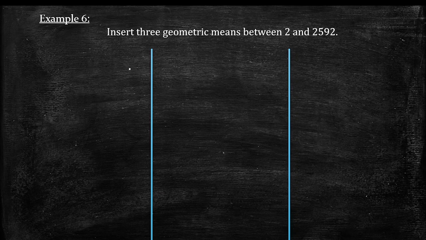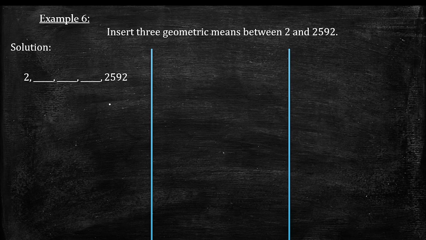Kasi later on baka dyan sa pinasagutan ko sa inyo, merong ganitong case. If ever wala, then mag-thankful kayo. Pero mas better na mayroon kayong idea kung paano ang pag-solve. Malay nyo sa examination may lumabas. So let's start solving the solution. So we have 2, then comma, the first missing term, the second missing term, and the third missing term, or the 3 geometric means na kailangan natin ma-insert. Then the fifth term, 2,592.